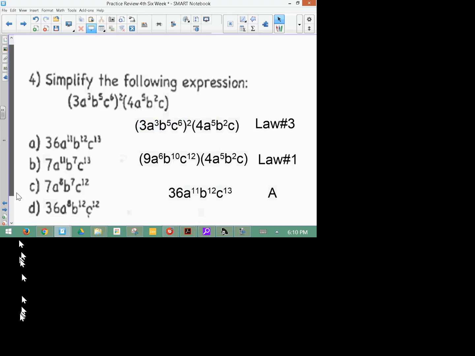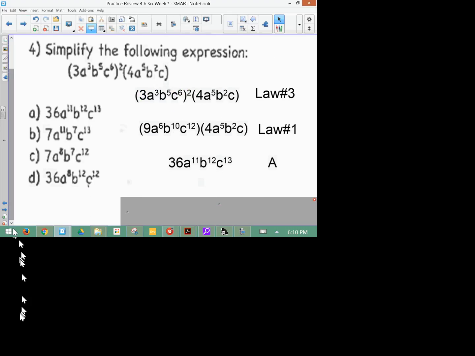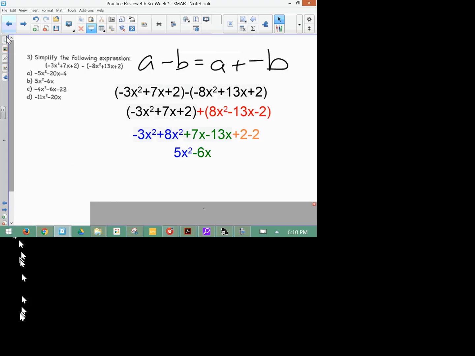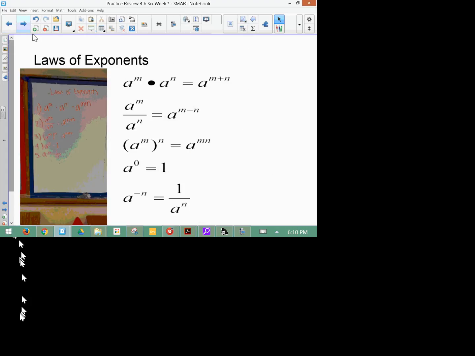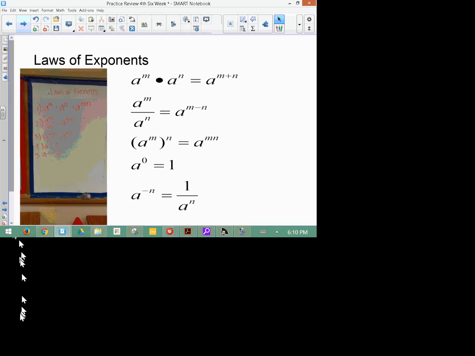All right, let's look at 4. These next two problems use laws of exponents. If you wonder what I mean by laws of exponents, here are the laws that I gave you. Let me find them. Those are the laws: law 1, law 2, law 3, law 4, and law 5. Those are the laws that I gave in class.